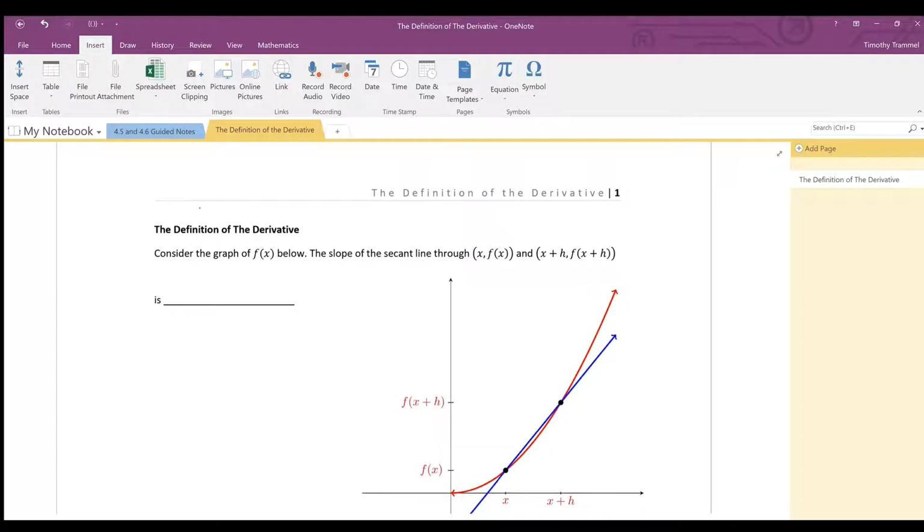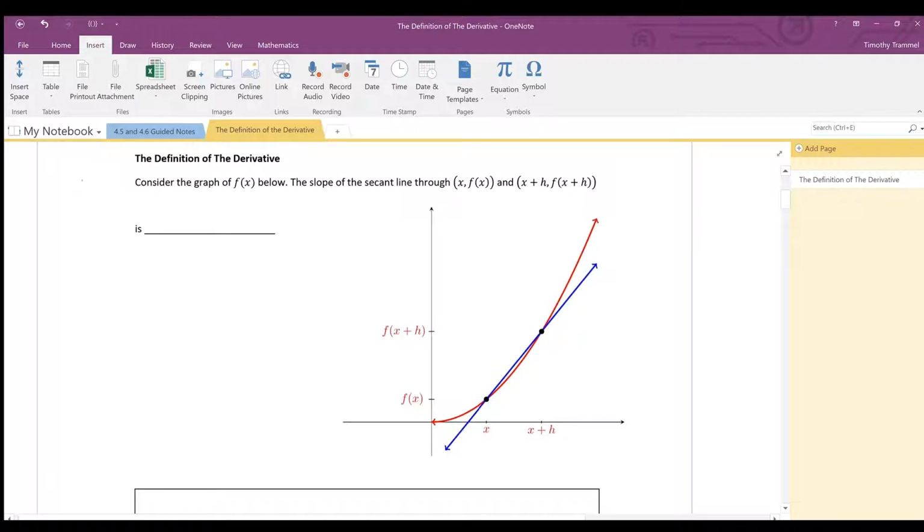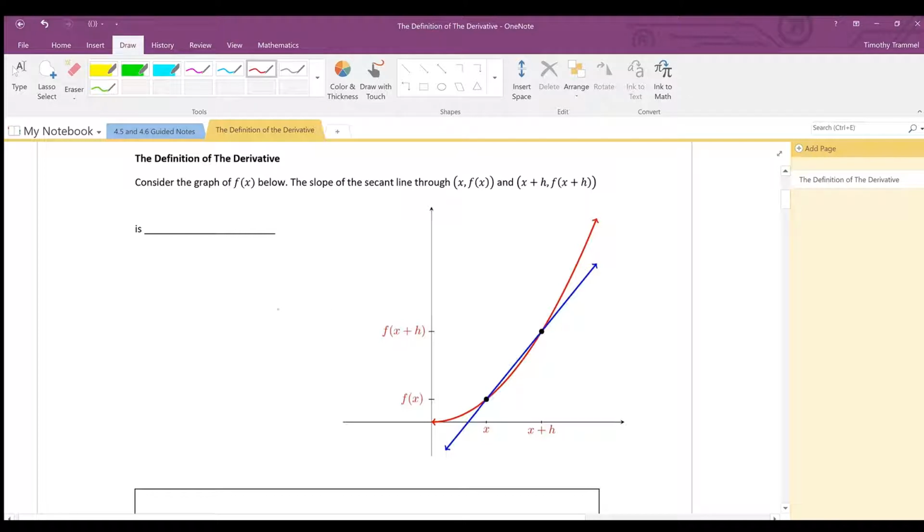Today we're finally going to learn what the derivative is. And before we do that, we're actually going to start off with looking at the slope of the secant line that's in this picture here. Let's see. So if we were to try and find the change in y over the change in x, let's think about what that would look like.